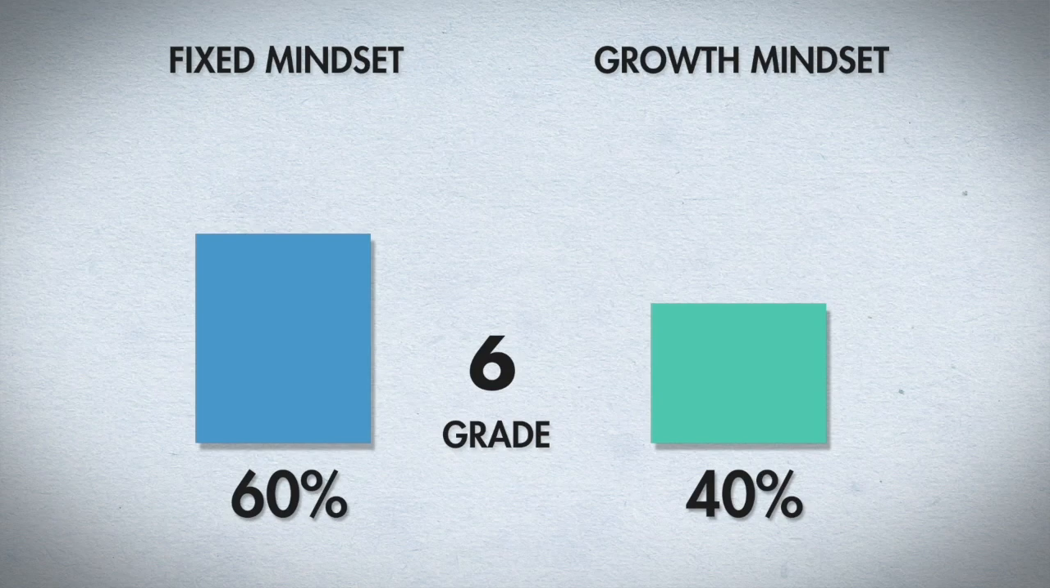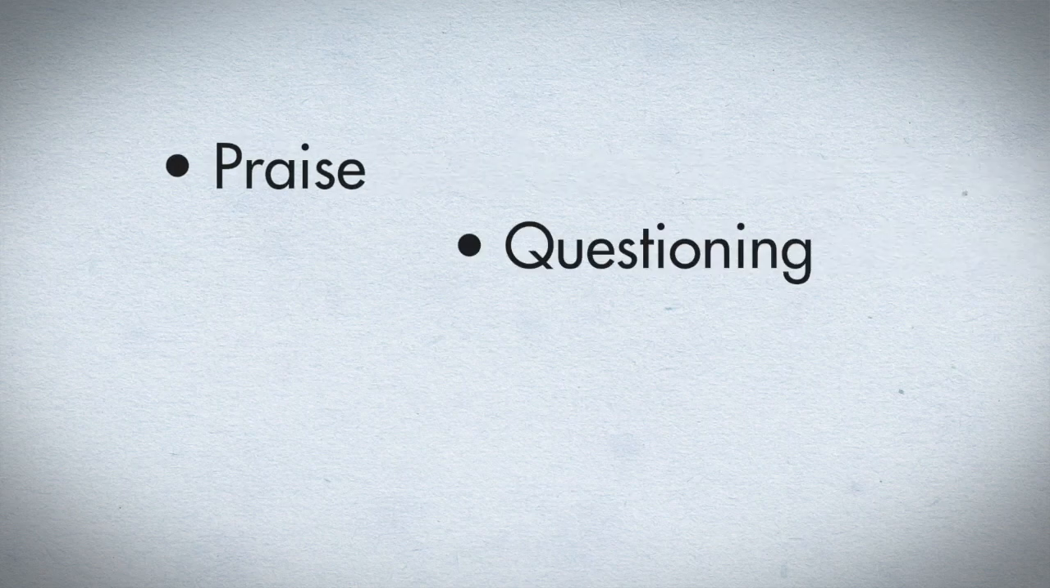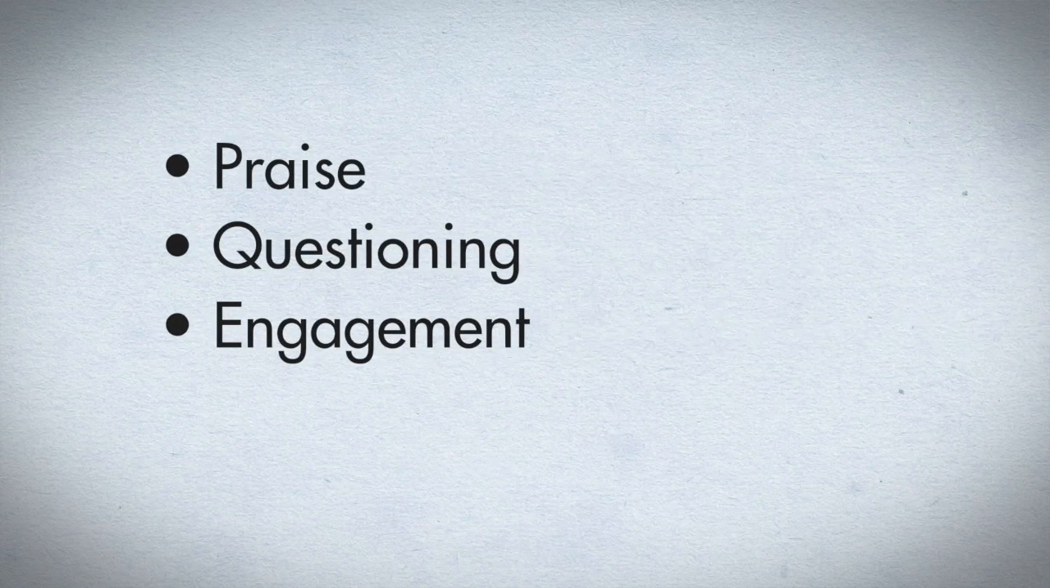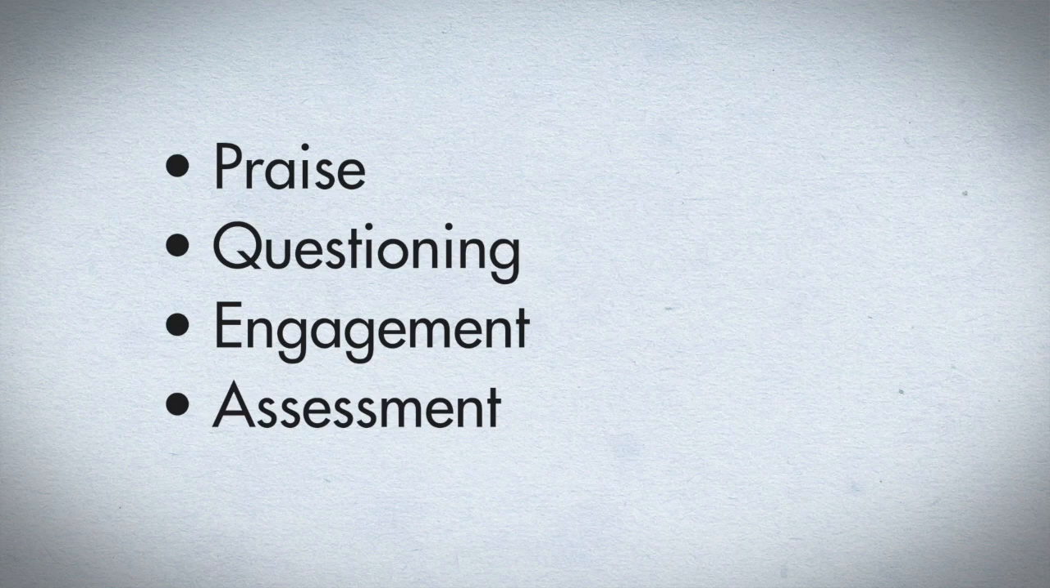So I'm sure you're wondering, why is this trend occurring? Why is this happening? What is causing students to slowly move from a growth mindset towards a fixed mindset? Well, it turns out that the students' mindsets are responding to things that are happening in the classroom. Some examples of things that are causing students to move to a fixed mindset include the way we praise, question, student engagement, and assessment.